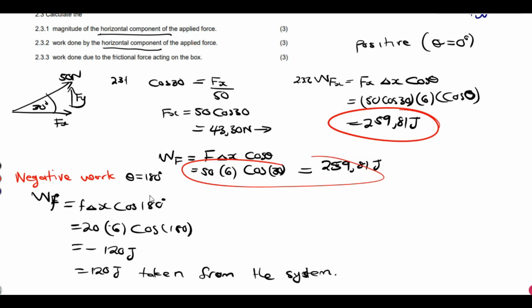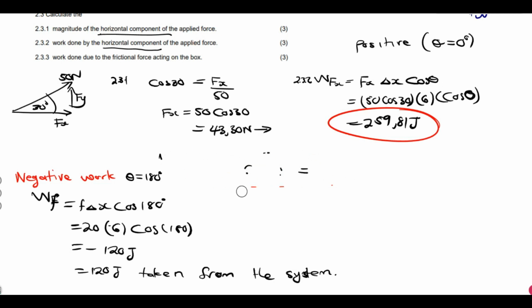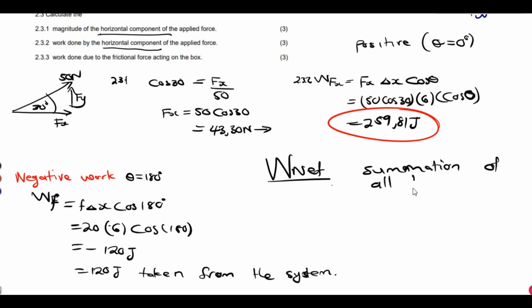So now we can proceed to do one last thing there. Let me erase this. There is the concept of net work done, or work net. The net work done on an object, which is work net. So this is just a summation now. It's just a summation of what? Of all the work.